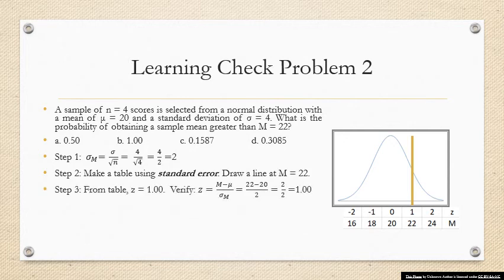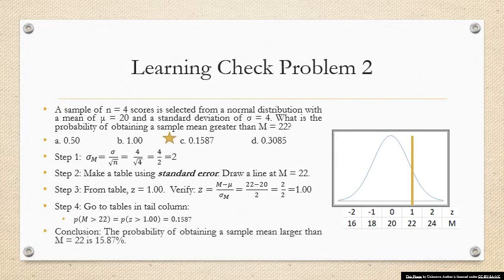You'll notice from the table you get z equals 1. You can verify it using the z equation. You should still get 1. Go to the tables in the tail column because we want sample mean greater than M equals 22. So if we shade it to the right side of that line, that would be a tail. And you should find a probability is equal to 0.1587. So your conclusion is that the probability of obtaining a sample mean larger than M equals 22 is 15.87%.